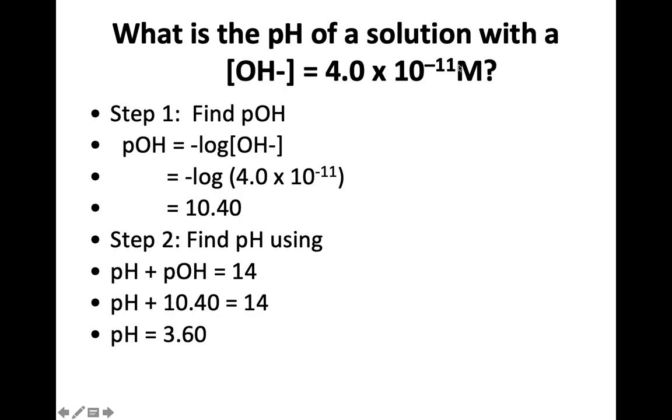Let's pause for a second and look. Look, this is the pOH concentration. The pOH, look, it's close to 11. 14 minus 11 is 3. Oh, what's the answer down here? 3.6. Done. Don't overthink it.